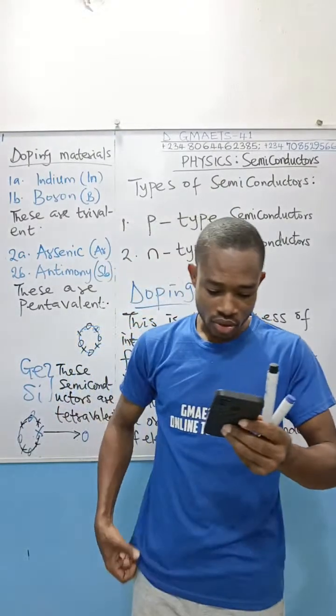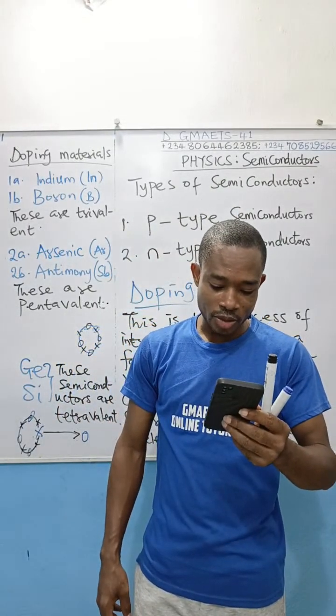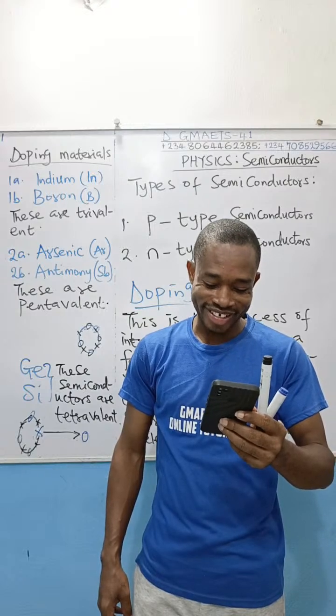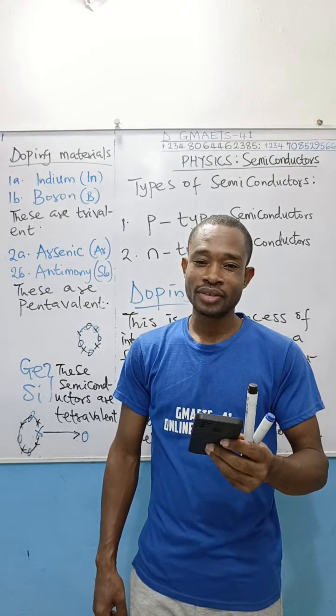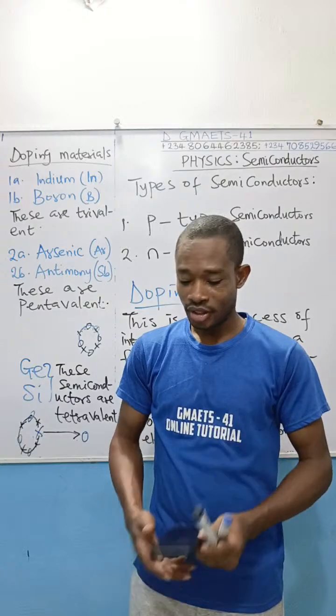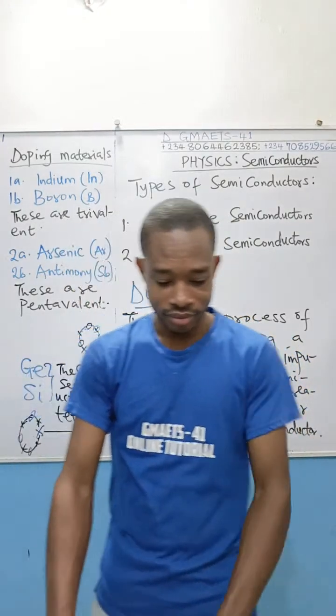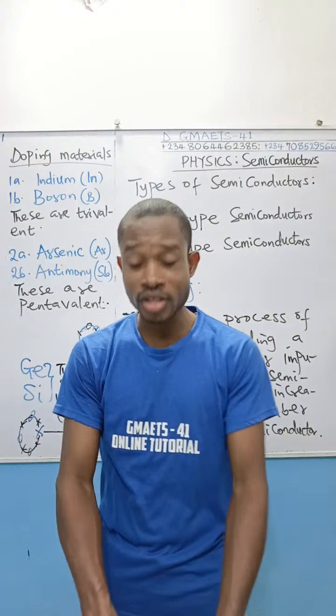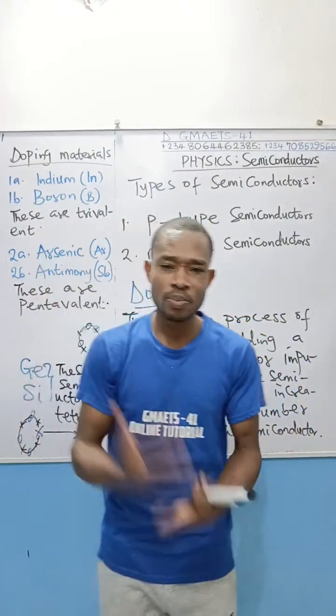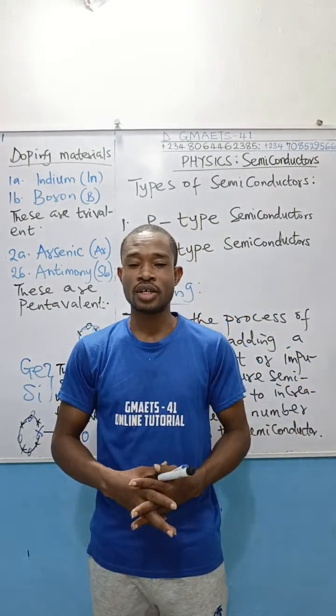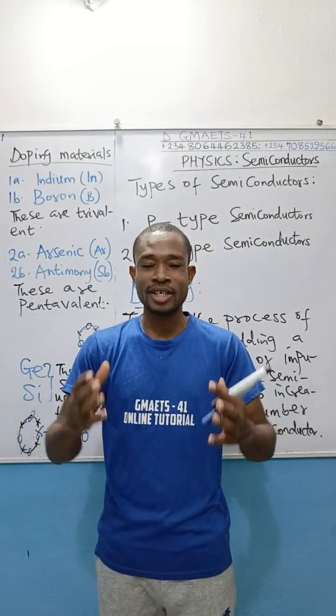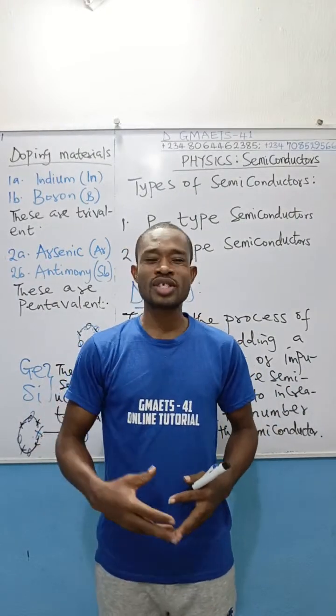Frank Donatus, so this example made me understand this P and N-type semiconductor very well. Thank you very much for the appreciation and, of course, commendation. You're welcome. That's what GMAETS 41 stands for. I'll continue to do my best to break this concept your friends are studying, to make this quite simple and easy as you go to your schools and other things.